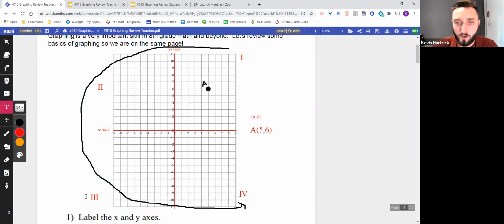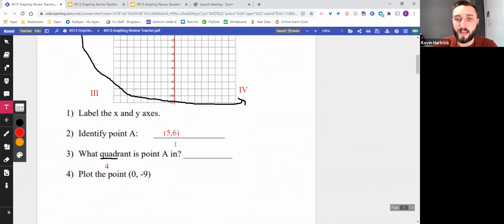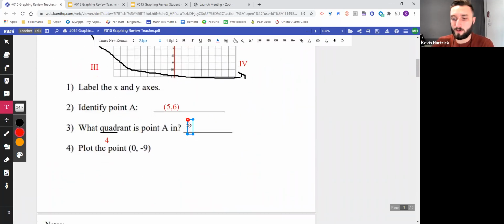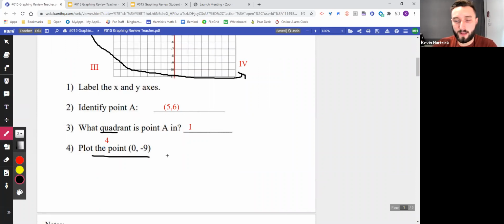So these are our quadrants, and we'll talk more about these, but these are super important to know. It's asking me what quadrant is point A in. Well, quadrant 1 is clearly where point A is, so I'm going to put quadrant 1. The last thing they want us to do here is to plot this point here.